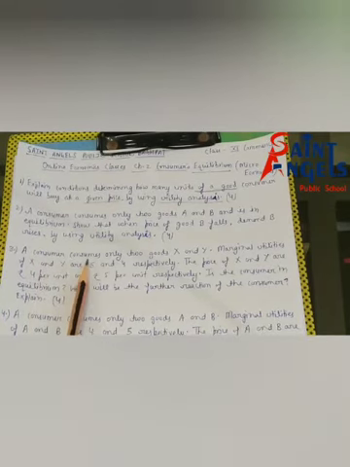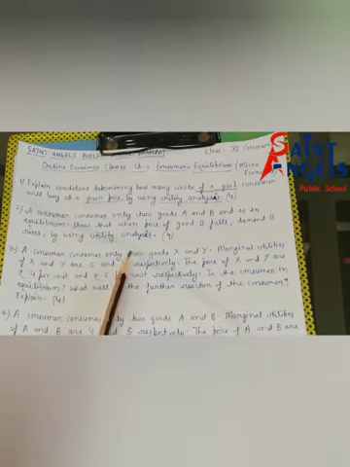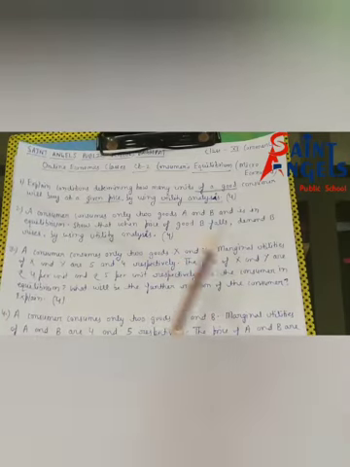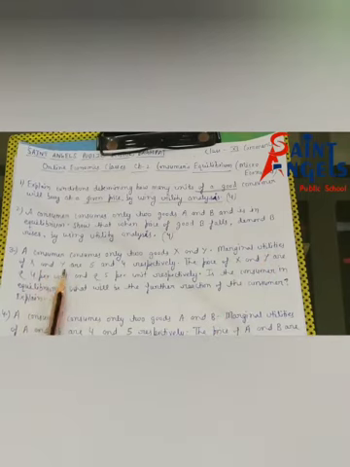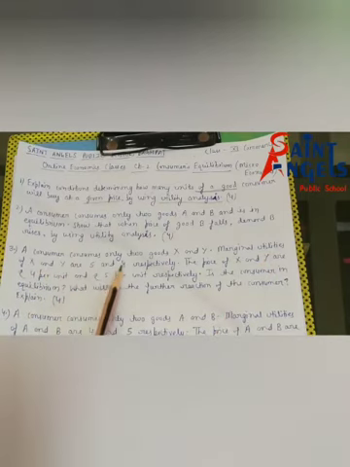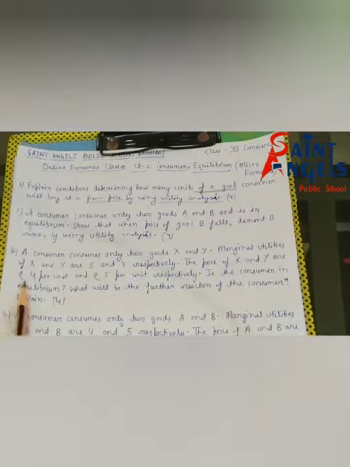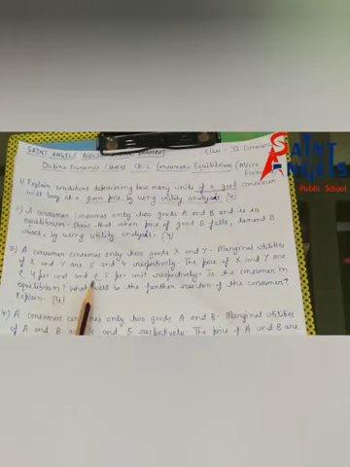A consumer consumes only two goods, X and Y, means good X and good Y. Marginal utilities of X and Y are 5 and 4 respectively. The prices of X and Y are rupees 4 per unit and rupees 5 per unit respectively. Is the consumer in equilibrium?